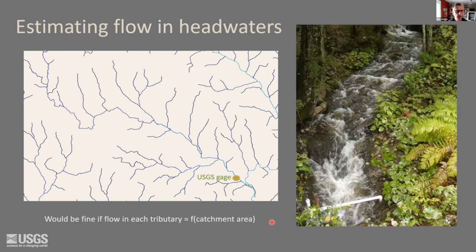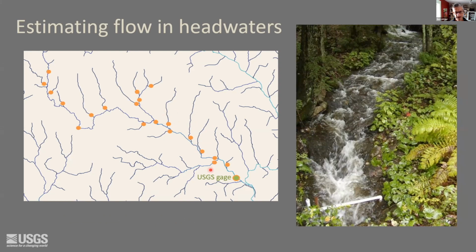Thinking a little more about estimating flow in the headwaters, this is often what we have. We have a USGS gauge downstream, but then we have all these tributaries upstream. As I mentioned before, we could easily estimate what's happening, and this is what StreamStats does in each of these tributaries. If flow was a function of catchment area, we could divide the flow here up into all these parts based on the area that the streams are in. But as I showed you, that's not the case.